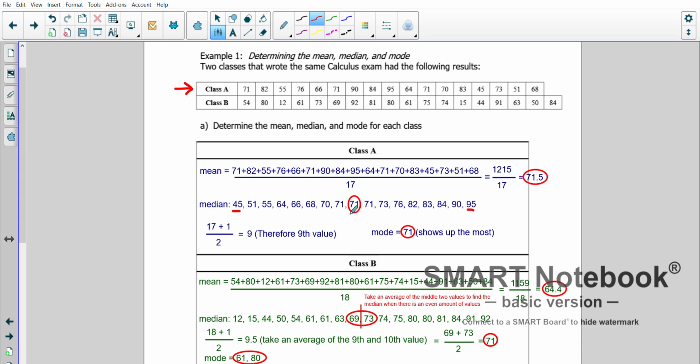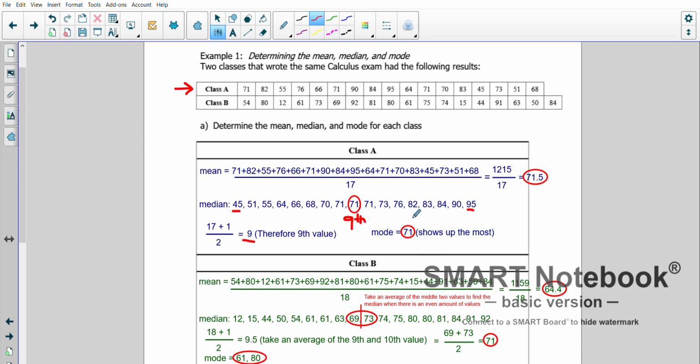Well, what I do is I take the number of terms, which in this case is 17. I just do a plus 1 and divide by 2. So 17 plus 1 is 18, divided by 2. That gives me 9. So that way I know that the 9th value, which is this one right here, is going to be the median.